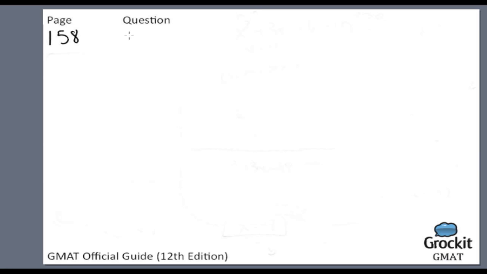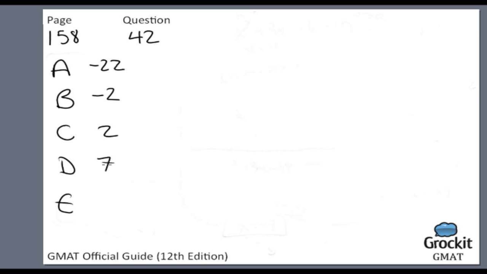Okay, number 42. And then we have -22, -2, 2, 7, and 22. So this thing looks sort of like a matrix. It doesn't matter if you're familiar with matrices, because the GMAT will occasionally give you this kind of symbol question, where they'll give you some operation using lines and symbols that are unfamiliar to you, that is then defined in the course of the question.